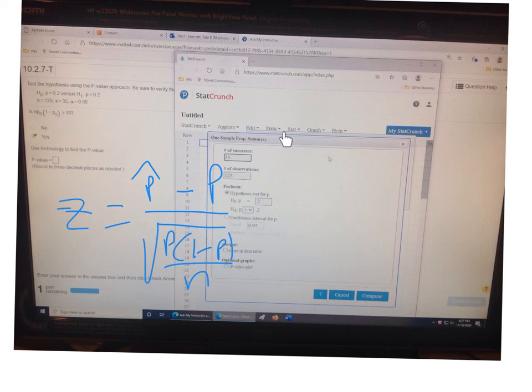Or it's pretty easy if you want to use StatCrunch. Just input the information given here and click compute.